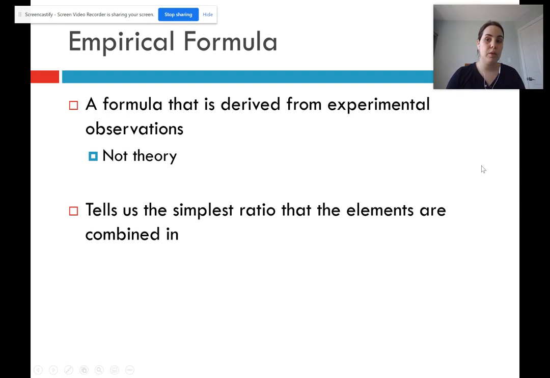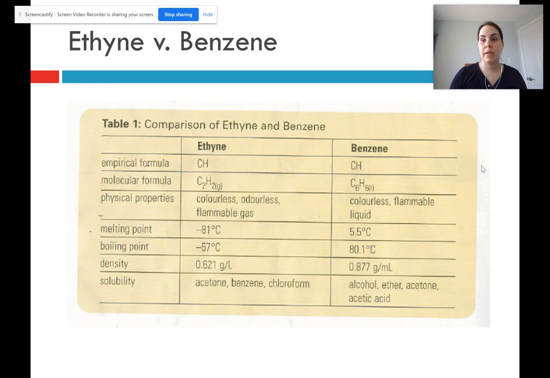Is it a 2 to 1? Is it a 3 to 1? Is it a 5 to 2? It'll tell you the simplest ratios. So here's what I mean.